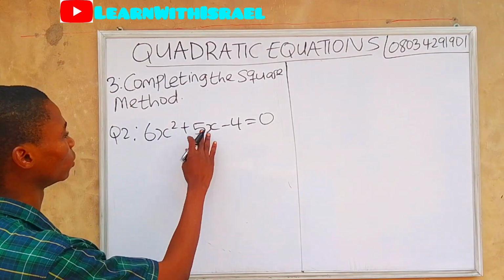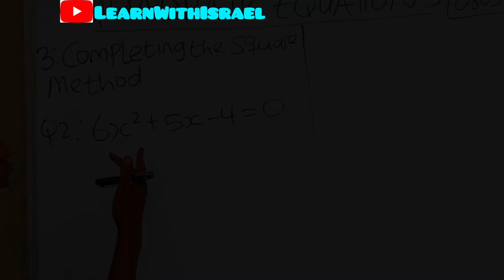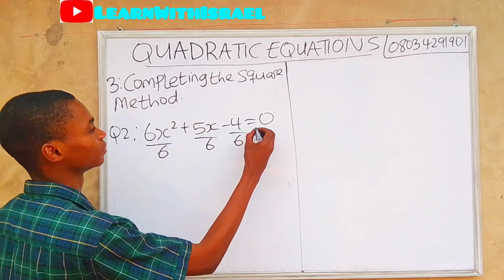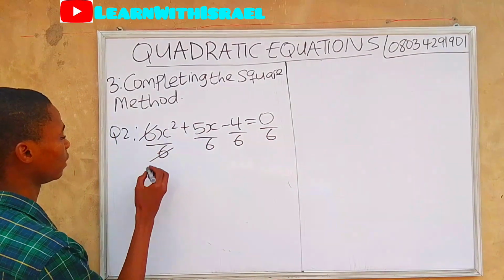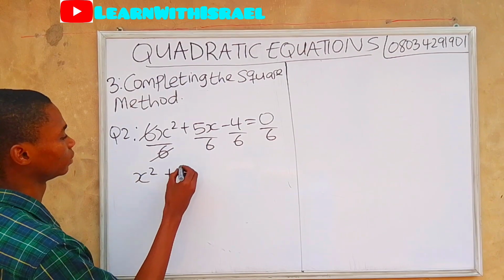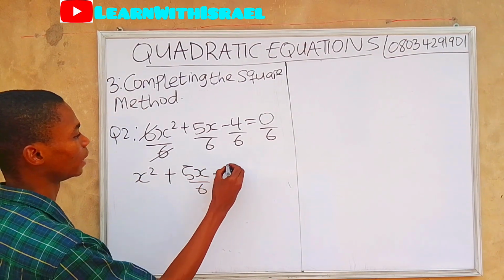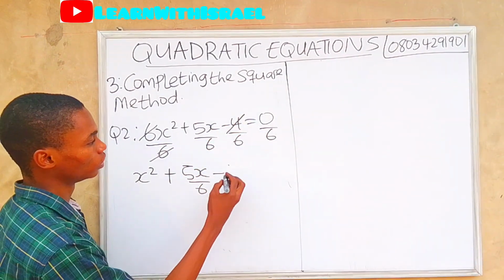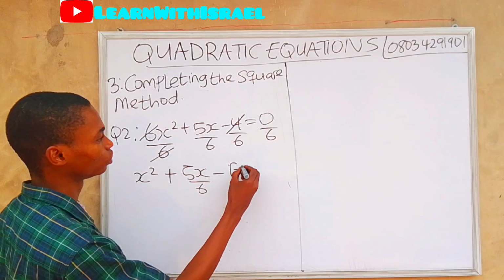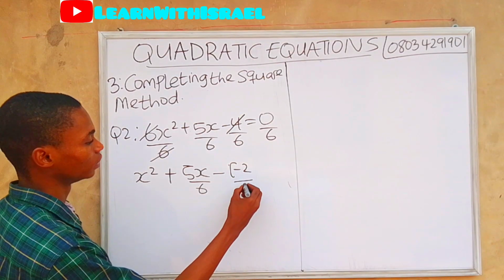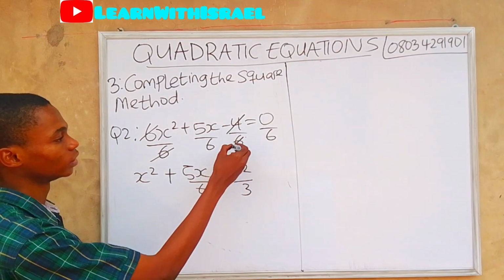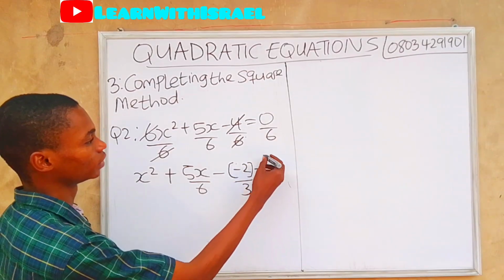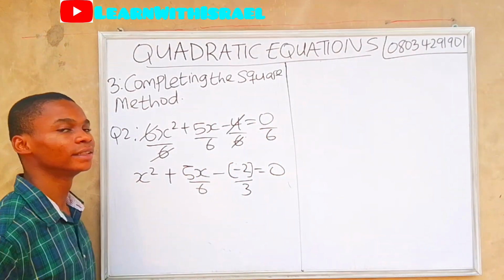So question 2: 6x squared plus 5x minus 4 equals 0. So let's divide through by 6. 6 divided by 6. So we are now left with x squared plus 5x all over 6, minus 4 divided by 6. 2 can still divide both, which will give us minus 2 all over 3, equals 0.